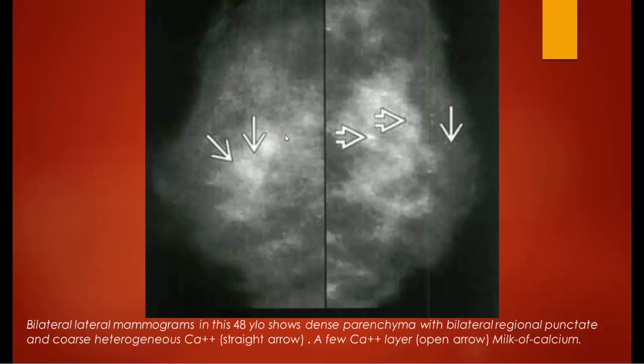Bilateral mammography showed dense parenchyma with bilateral regional punctate and coarse heterogeneous calcification, few calcium layering, milk of calcium, which is pathognomonic for fibrocystic change.